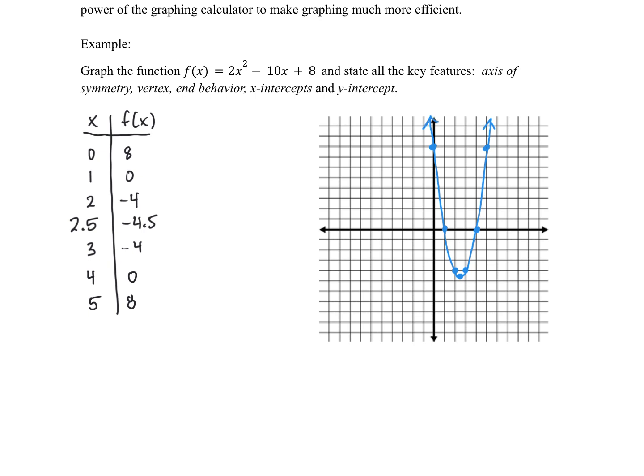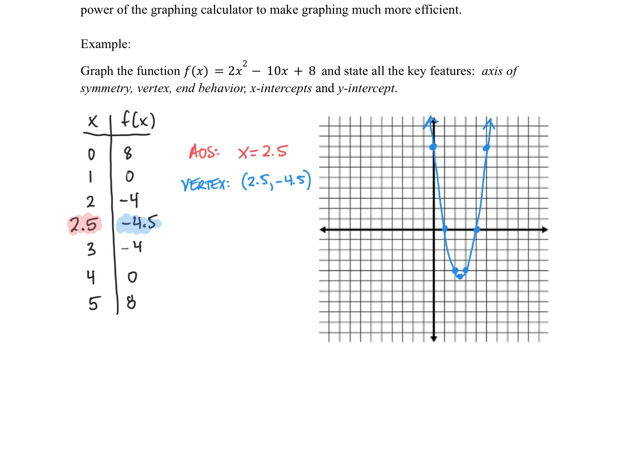Now all we have to do is list all the key features. So the axis of symmetry is found right here at the x-coordinate of the vertex. So my axis of symmetry is x equals 2.5. My vertex is just add on the y-coordinate of that, as you guys know. So my vertex is 2.5, comma, -4.5.